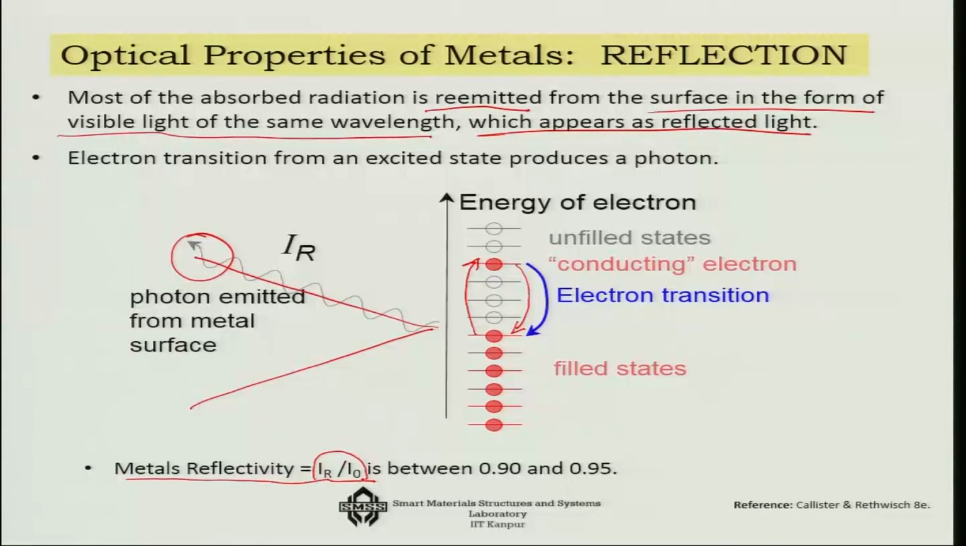ray and the incident energy, and the IR is the reflected energy. So, the IR over IO ratio, which is generally between 0.9 to 0.95. A little bit of energy gets absorbed into the system, but generally it is of very high reflectivity, 90 to 95%. In fact, before glass was discovered by people, actually shining metal used to be used as mirrors.